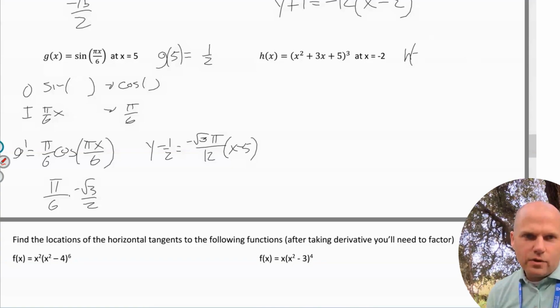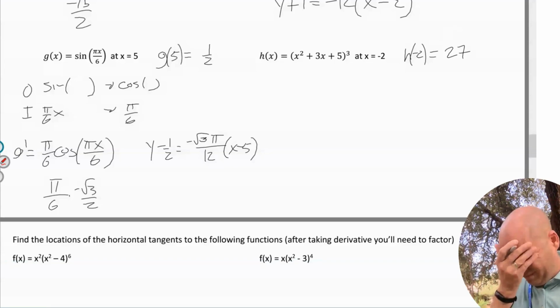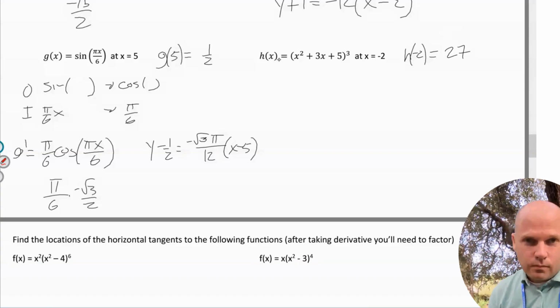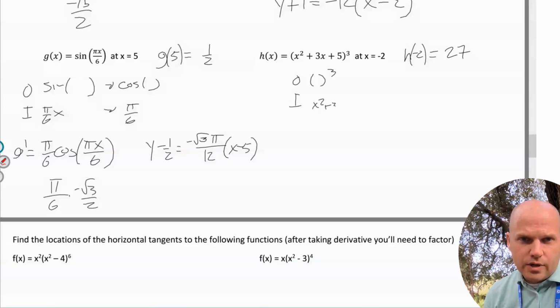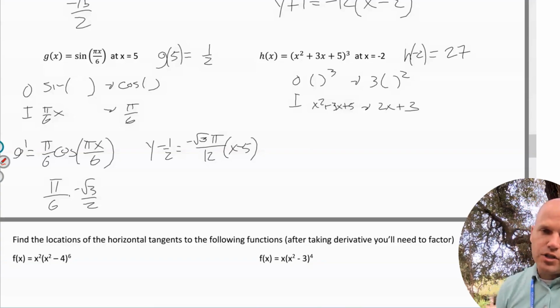H of negative 2, find the y value. 4 minus 6 is negative 2 plus 5 is 3. 3 cubed is 27. Next. Mr. Messer. I cubed, x squared plus 3x plus 5. I mean, if you're not a master at the chain rule by the end of this homework, well, then that stinks. Oh, this is a good one.